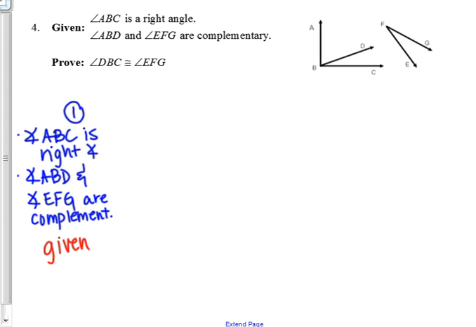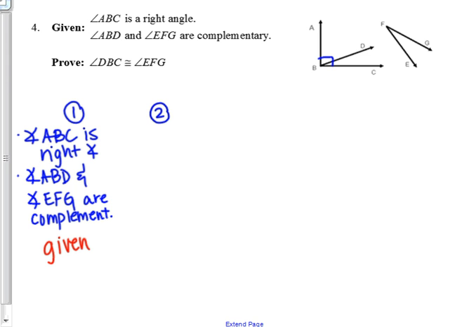All right, so step 2. I'm trying to get to the fact that DBC and EFG are congruent. And so, thinking about this a little bit ahead of time, I'm looking at this whole thing. I know that I have a right angle right here. And I know that ABD and EFG are complementary.